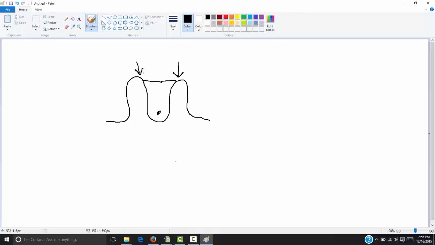Radiation that has higher energy will have much shorter wavelengths. These will be much closer together. A radiation that has low energy, these will be much further apart. So it may look like this.